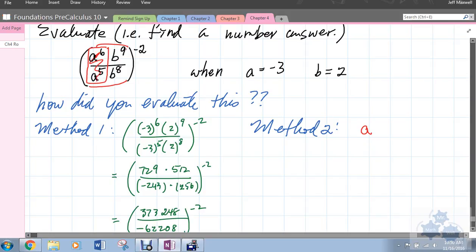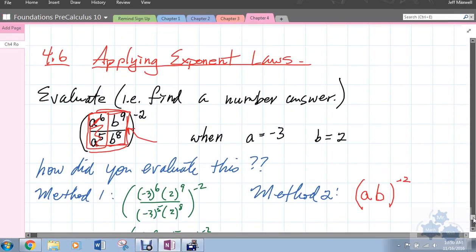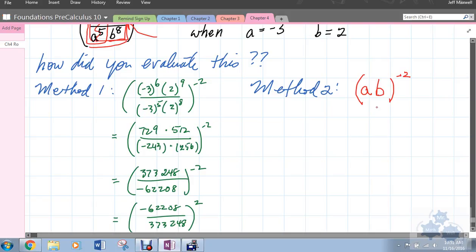What about b to the 9 divided by b to the 8? That simplifies to b to the 9 minus 8, or b. So inside the brackets, do you see how we have simplified this into this? We're using the exponent laws in this method too. That's what we're learning about: how to apply the exponent laws. This is a much simpler problem to solve, and you don't actually need a calculator at all to do this.